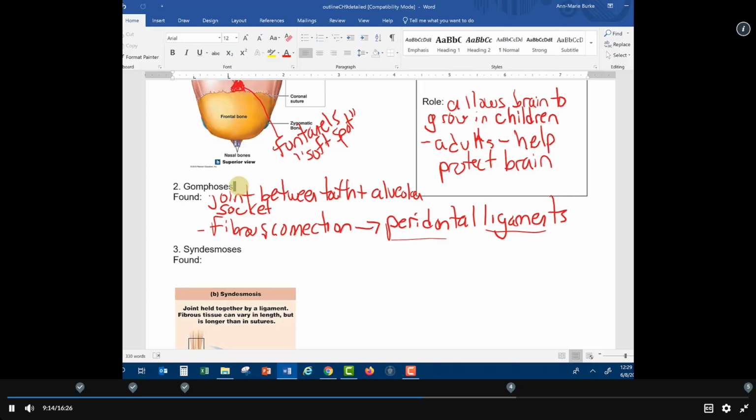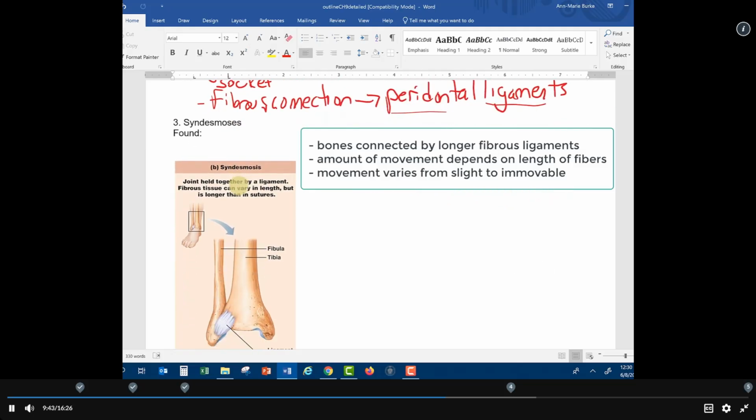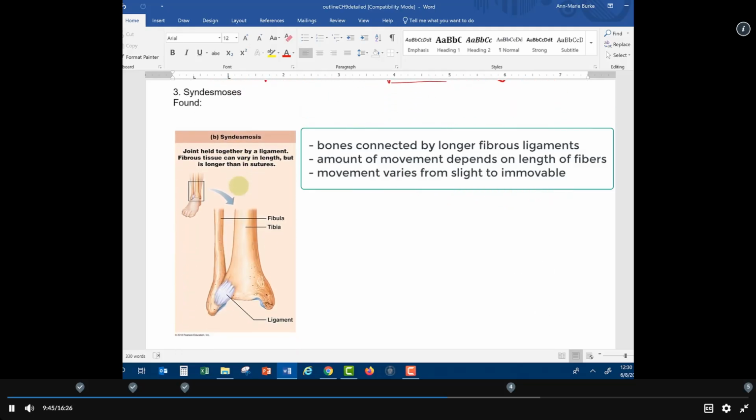Now, the last type of fibrous joint is called a syndesmosis, and in this one, the bones are connected by longer fibrous connective tissue, a longer ligament. And the amount of movement depends on the length of the fibers. So the longer the ligament, which is made of the fibrous connective tissue, the more movement. The shorter the ligament, the less movement. And if we look down here, you can see an example of a syndesmosis.